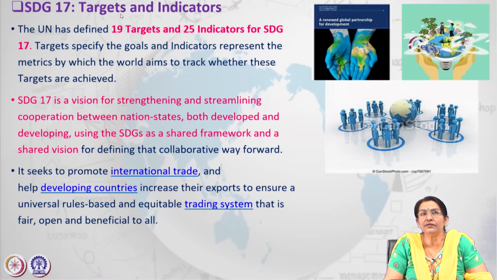Under SDG 17 there are also many targets and indicators. As you can see, there are 19 targets and 25 indicators under SDG 17, which are related to one field or another. SDG 17's vision is for strengthening and streamlining cooperation between nation states, both developed and developing countries, east and west, southeast Asia, south, north, all kinds. That means to develop an SDG-related shared framework and a shared vision for working together in a collaborative, cohesive way, and a way forward to achieve all the SDGs by 2030.